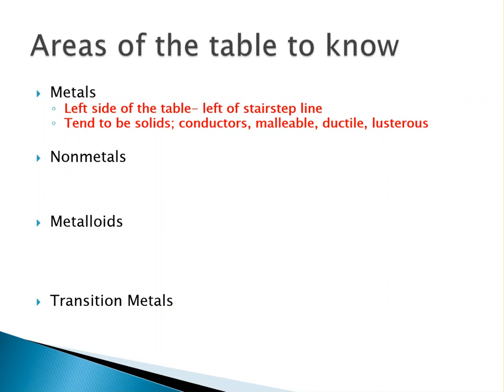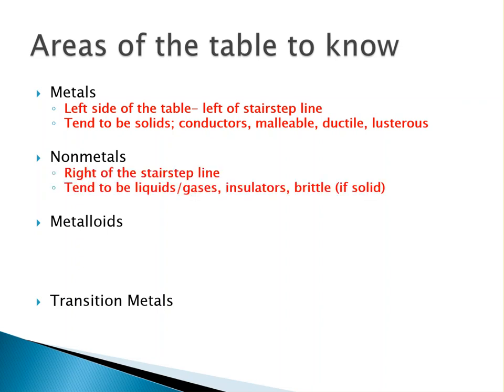Now again, nonmetals are the opposite of metals in every way. So if metals live on the left side of the table and are solids, conductors, malleable, ductile, and lustrous, the nonmetals live to the right of the stair-step. Instead of being solids, they tend to be liquids and gases. They're not good conductors, so we call them insulators. And they're not malleable, ductile, or lustrous. If they are solid, think of things like carbon and sulfur, they're very brittle. So if we smashed them with a hammer, they would crumble into powder as opposed to being hammered into a sheet.